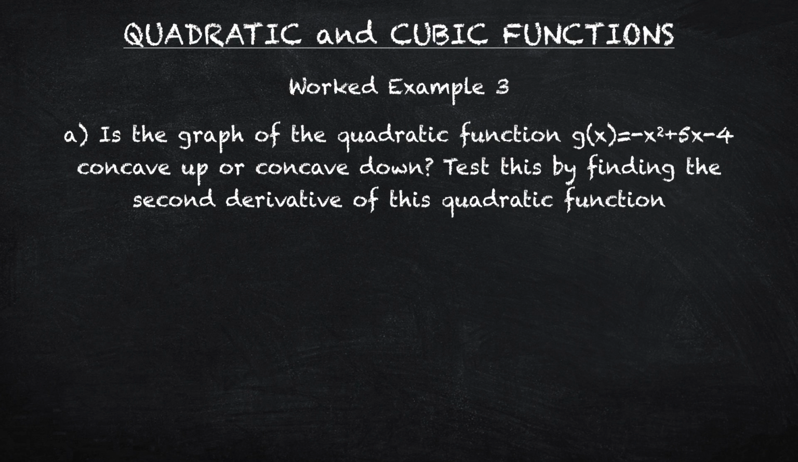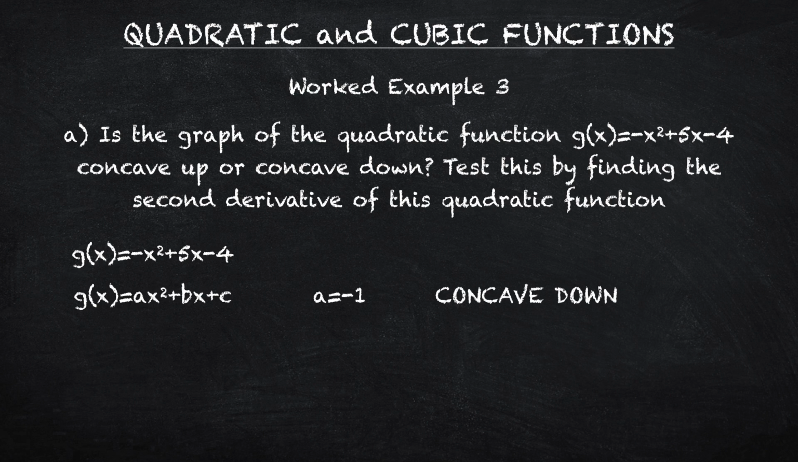So we have the quadratic function g of x. It's a quadratic function because it has a quadratic term, which is in this case minus x to the power of 2. We know that quadratic functions can be written in a general form in this way, with the coefficients a, b, and c. In this case, our function g of x has an a coefficient equal to minus 1 because we have the term minus x to the power of 2. And since the coefficient a is negative, this function is concave down.